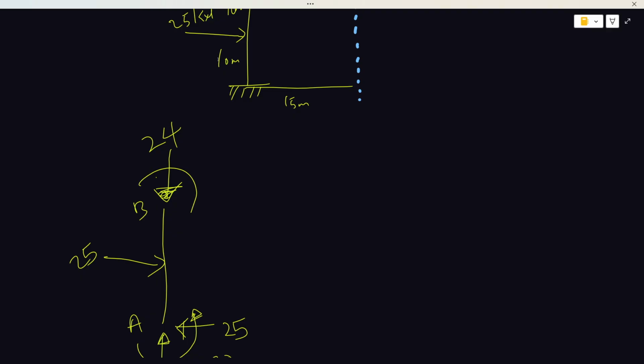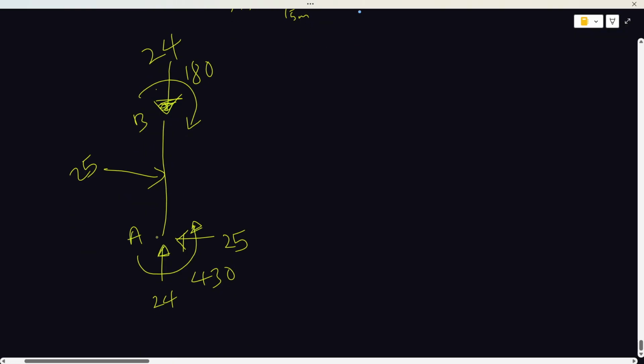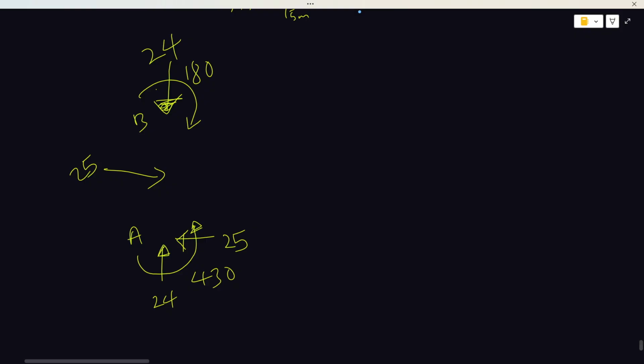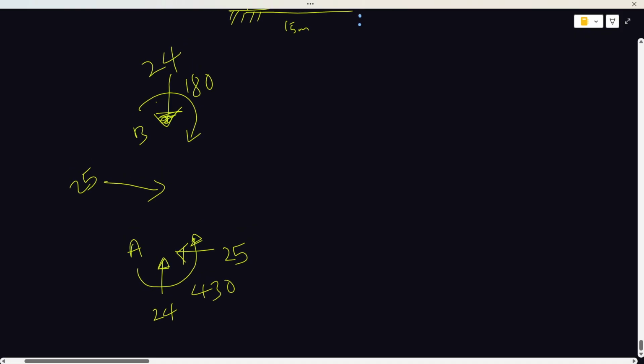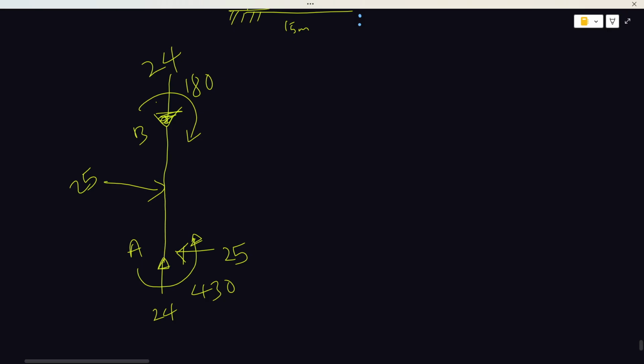And now 180. Let me erase this and draw it in a more orderly version. But let's just take it as a straight member.